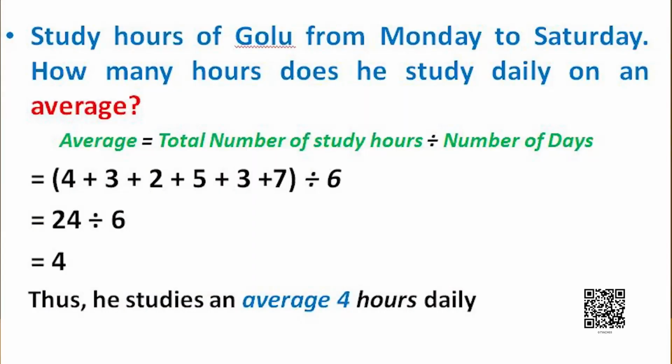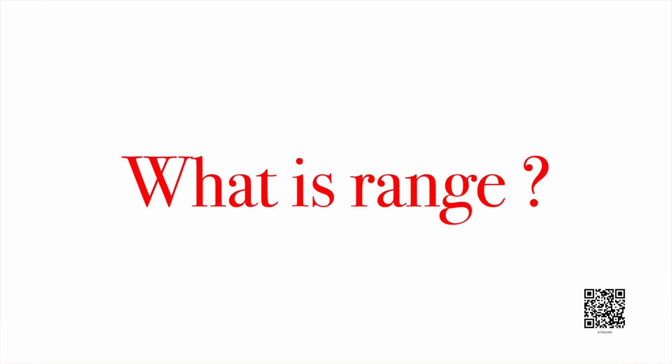So we can say in any data there is the highest score and the lowest score. If we find the difference between these two, we call that difference the range. So another concept comes, what is range, right? Range is found with the help of given data, where we find the highest score or highest observation and the lowest score or lowest observation, right?